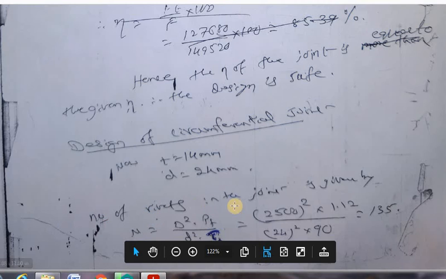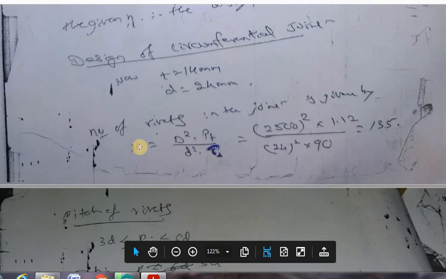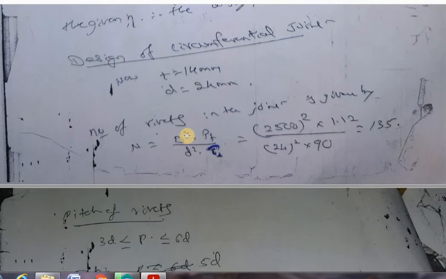So therefore, I calculate the number of rivets in the joint as N is equal to d square Pf divided by d square into tau. So this d square Pf is obtained as it is, we are going to equate the total gas force to the force resisted in shearing. Because the circumferential joint is a lap joint, it is going to be single shear failure, so pi over 4 d square into tau. When I equate these two and put the values here, you will get 135 number of rivets. So totally I have to use 135 rivets in the circumferential direction.